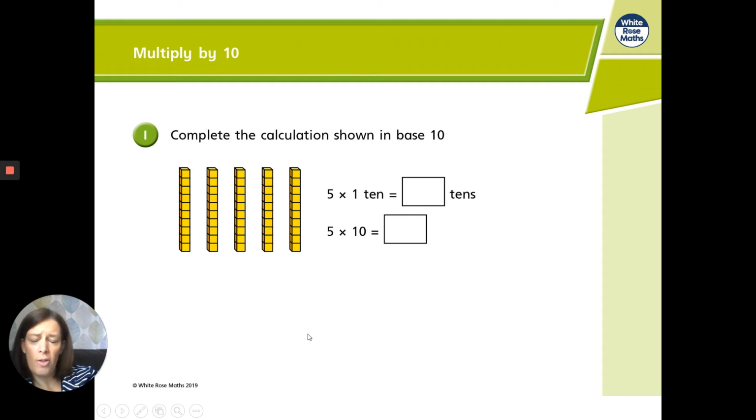Okay, so this is another representation of the one that we've just had a look at. 5 lots of 10. 5 times 10, because that's our 10 stick there in base 10. 5 10s will be 5 tens. 5 tens is the same as 50. So 5 multiplied by 10 is going to be 50.